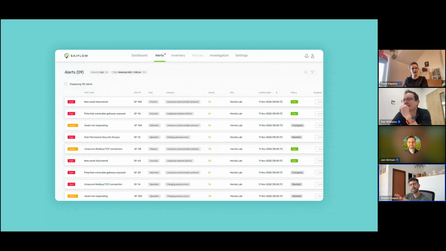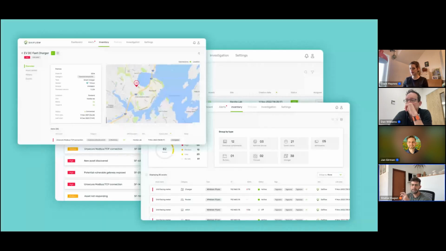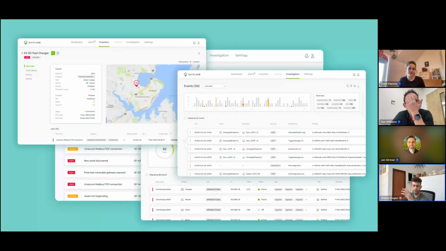Because from each alert here, I need to understand what happened. So I'll go to the asset page, and there I need to find out which assets were affected. And the moment I find the assets that I'm looking for, I need to go and investigate what happened in the event page. So it turns out that just to understand what happened and what the event is, our user needs to waste a lot of time trying to understand the story and where he needs to investigate.